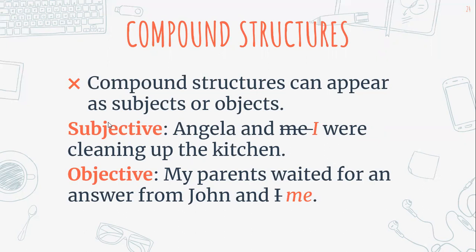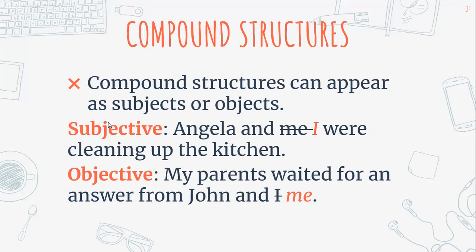So of course, we know that me is not a subjective pronoun. It is objective. So in this case, I has to be used, because I is the subjective pronoun, right? And we know that we should use I because Angela and I, we're the ones doing the action. We are the subject of the sentence, right?